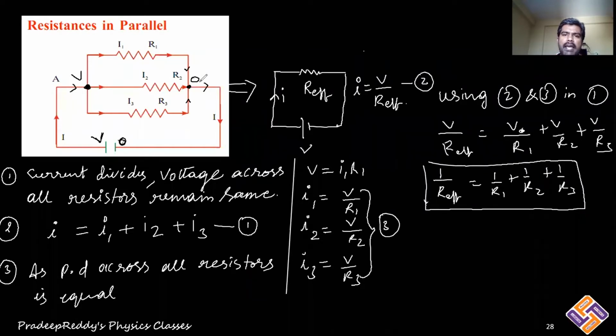effective resistance when resistors are connected in parallel. Now, in case of parallel combination, what you are doing is adding the reciprocals of the individual resistors to get the effective resistance: the reciprocal of the effective resistance is equal to the sum of the reciprocals of the individual resistors. That's what we have got.